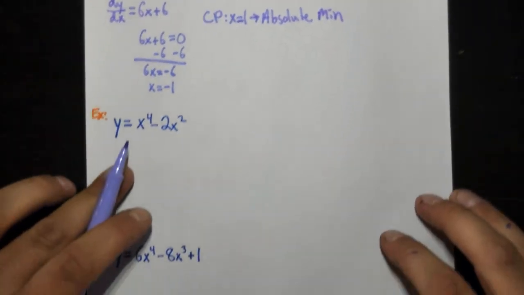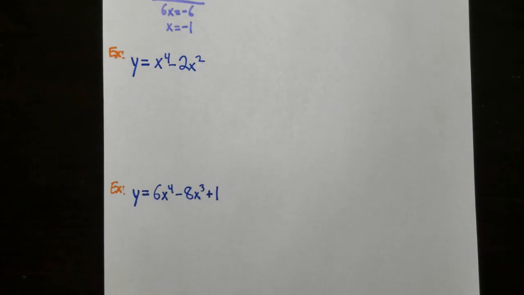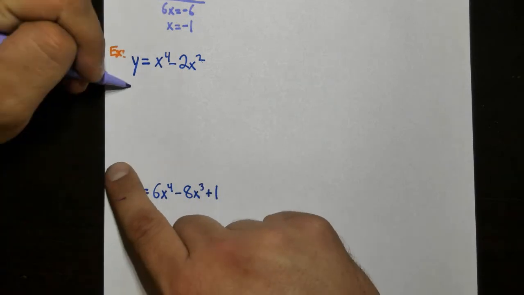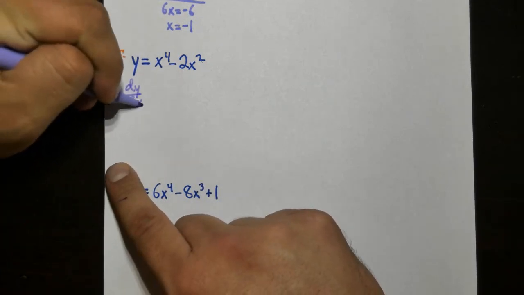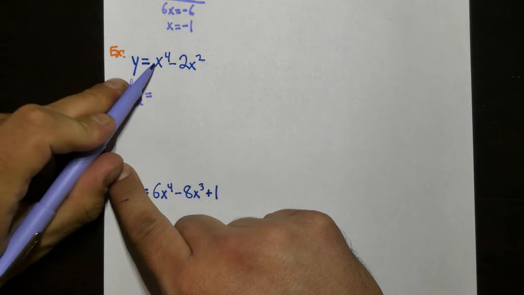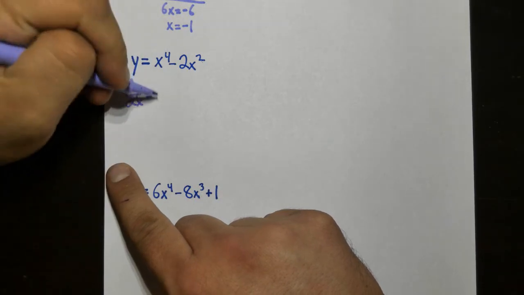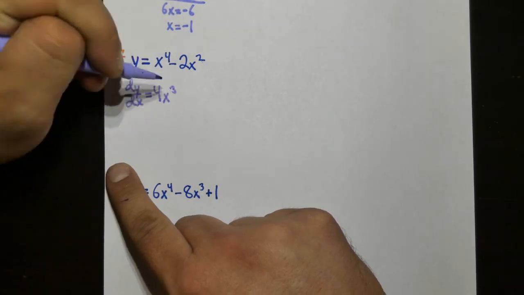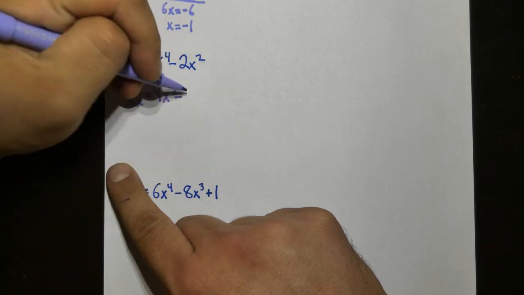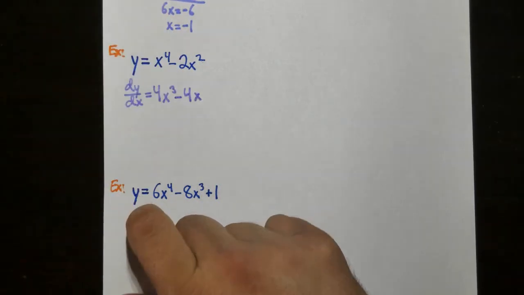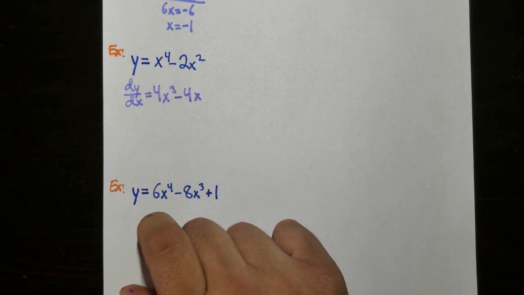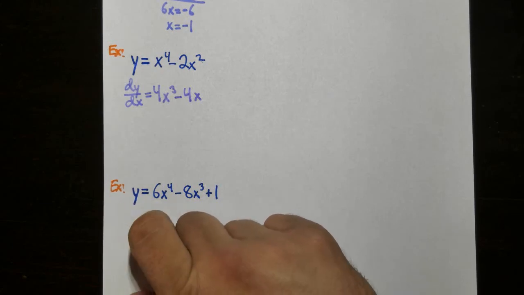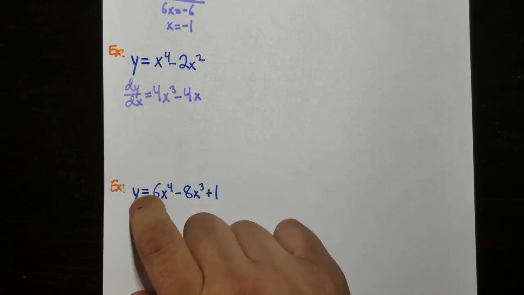Okay, let's take a look at this one. y equals x to the 4th minus 2x squared. So let's take the derivative. dy/dx is going to equal 4x cubed minus 4x. Okay. So now what we want to do is set it equal to 0 and solve for x.